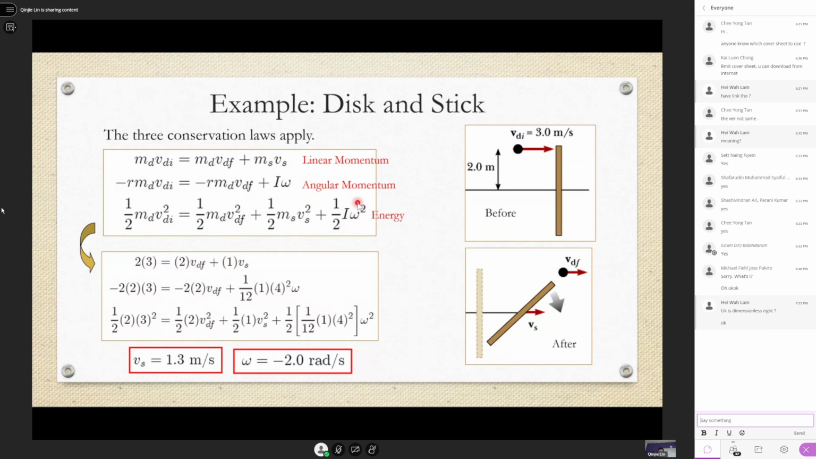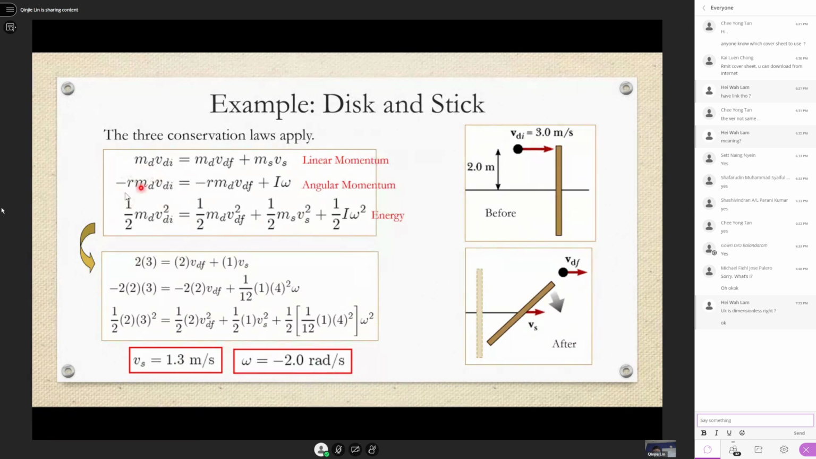For angular momentum, also must be conserved. Angular momentum depends on which axis we look at, right? So the most convenient axis for rotation, we'll just take it as the center of the rod. If you treat the axis as at the center of the rod, you compute your angular momentum from that, you are going to get like that.